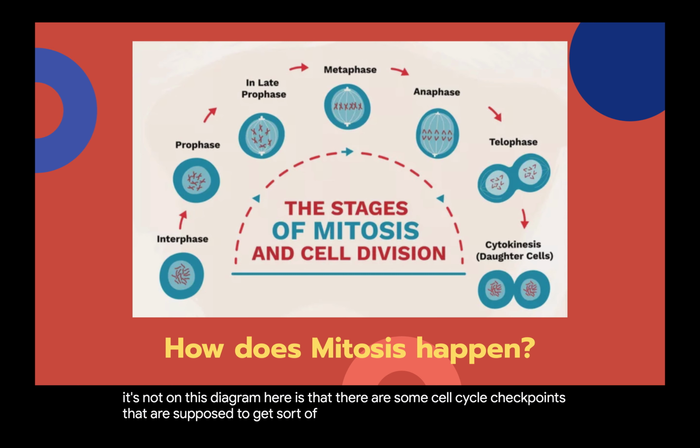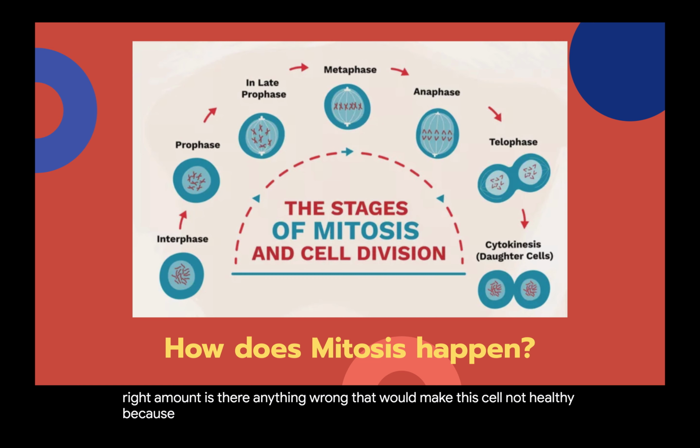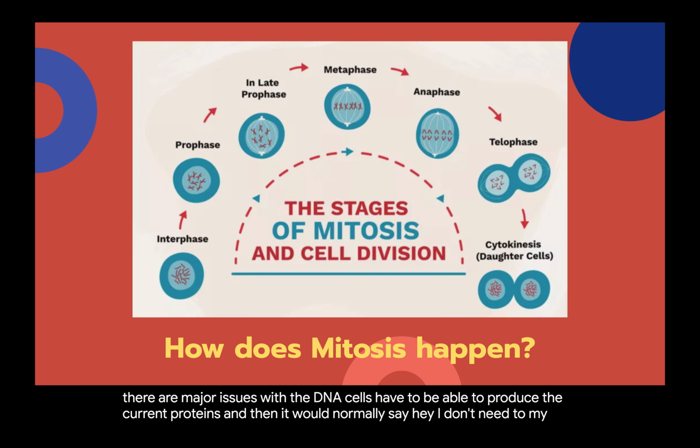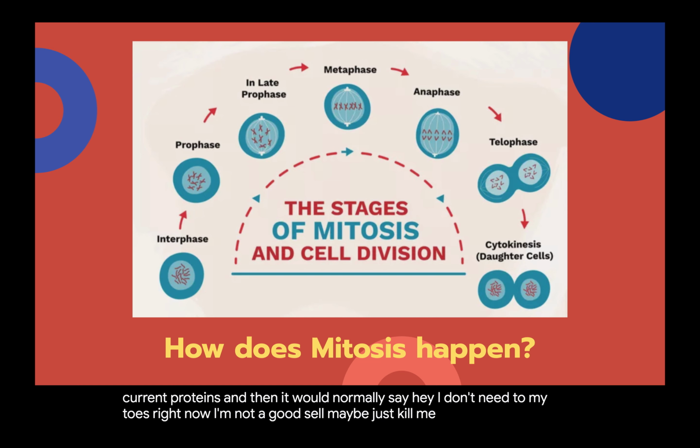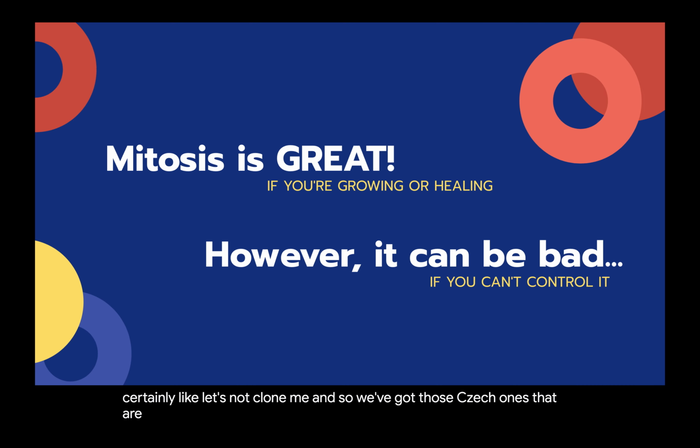sort of stopped at, and the cell is supposed to look at its genetic material and be like, is my DNA looking good? Do I have the right amount? Is there anything wrong that would make this cell not healthy? Because we know that DNA is the recipe for proteins, and so if there are major issues with the DNA, the cell's not going to be able to produce the correct proteins, and then it would normally say, hey, I don't need to mitose right now, I'm not a good cell, maybe just kill me off instead even, but certainly, let's not clone me. And so we've got those checkpoints that are supposed to happen.